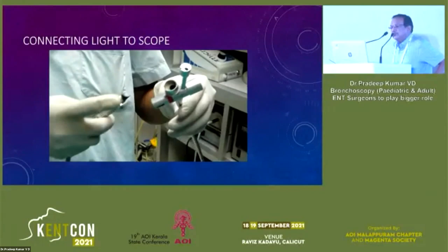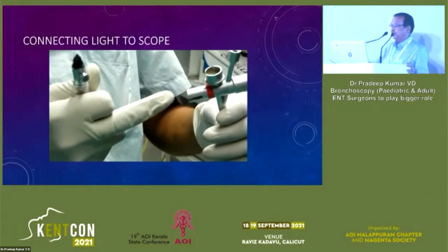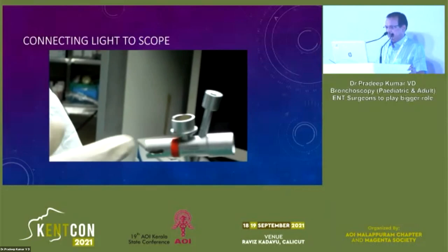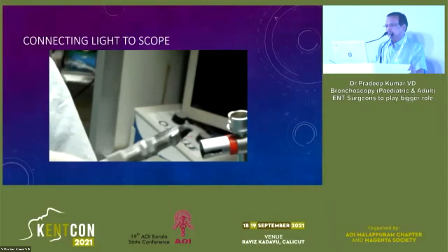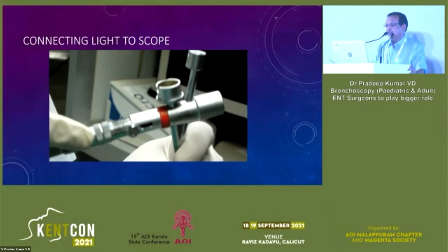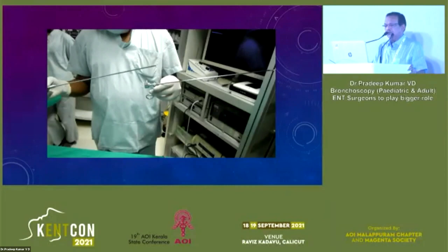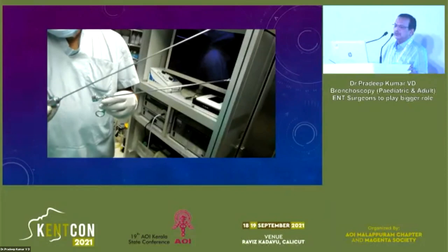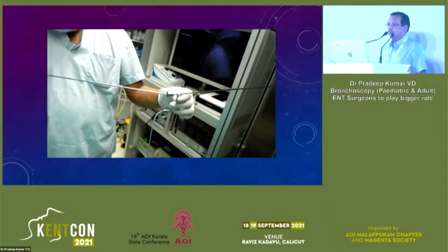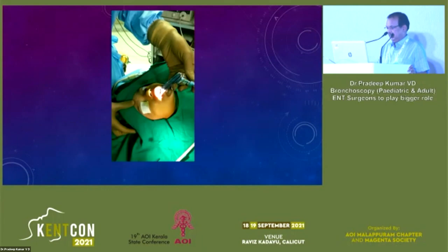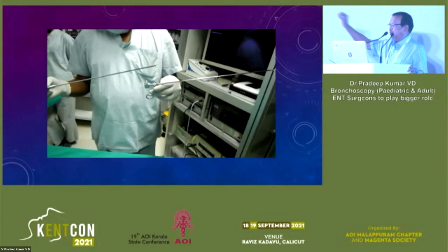So in this control, the other one is for the anesthetist tube. So this is the optical forceps, again to familiarize you with these instruments. This lens will be fitted onto the optical forceps, and together they will go into the bronchoscope.